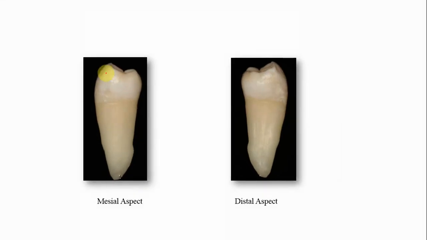If we examine a natural tooth specimen of a mandibular second premolar from the mesial and distal aspect, it's obvious that from the mesial aspect, less of the occlusal surface can be seen compared with the distal aspect because the mesial marginal ridge is at a higher level. So from the mesial aspect, we can see the buccal cusp and the buccal triangular ridge, the mesiolingual cusp and mesiolingual cusp ridge, and the mesial marginal ridge. From the distal aspect, we can see the buccal cusp and the buccal triangular ridge, the mesiolingual cusp and the distolingual cusp, and the distal marginal ridge.